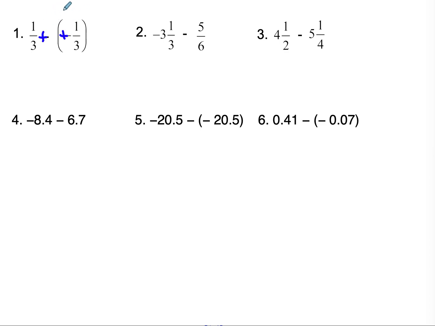Okay, 1/3 plus positive 1/3. I've got a common denominator. Great, I can just add. 1 plus 1 is 2. So my answer for number 1 is 2/3. Number 2, negative 3 and 1/3 minus 5/6.